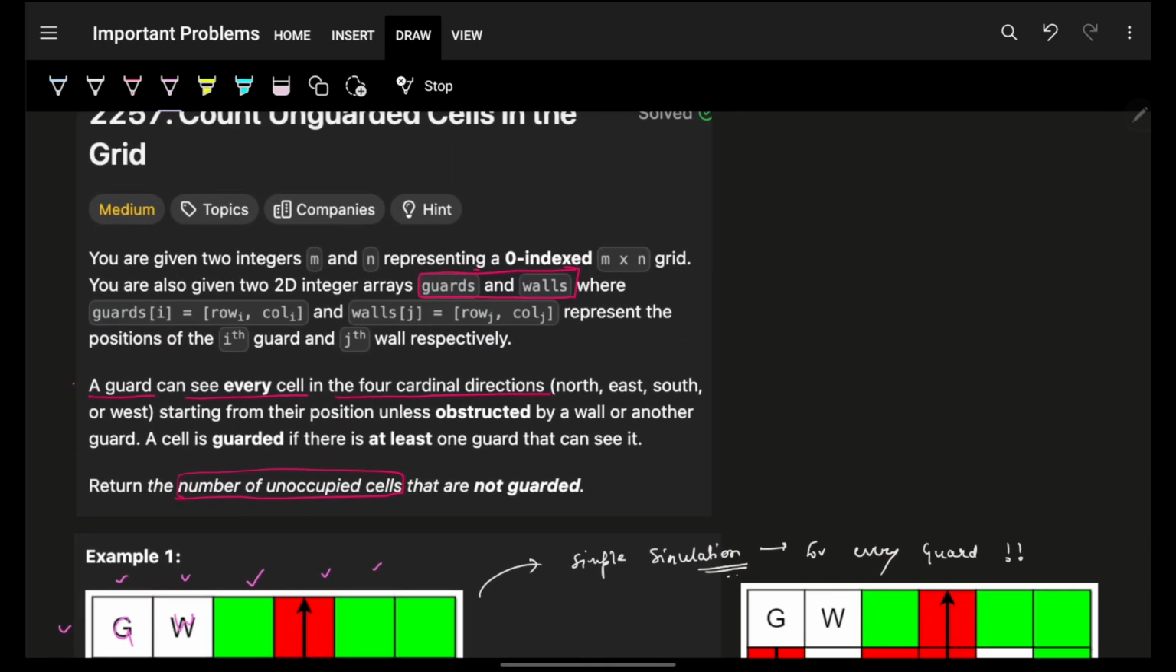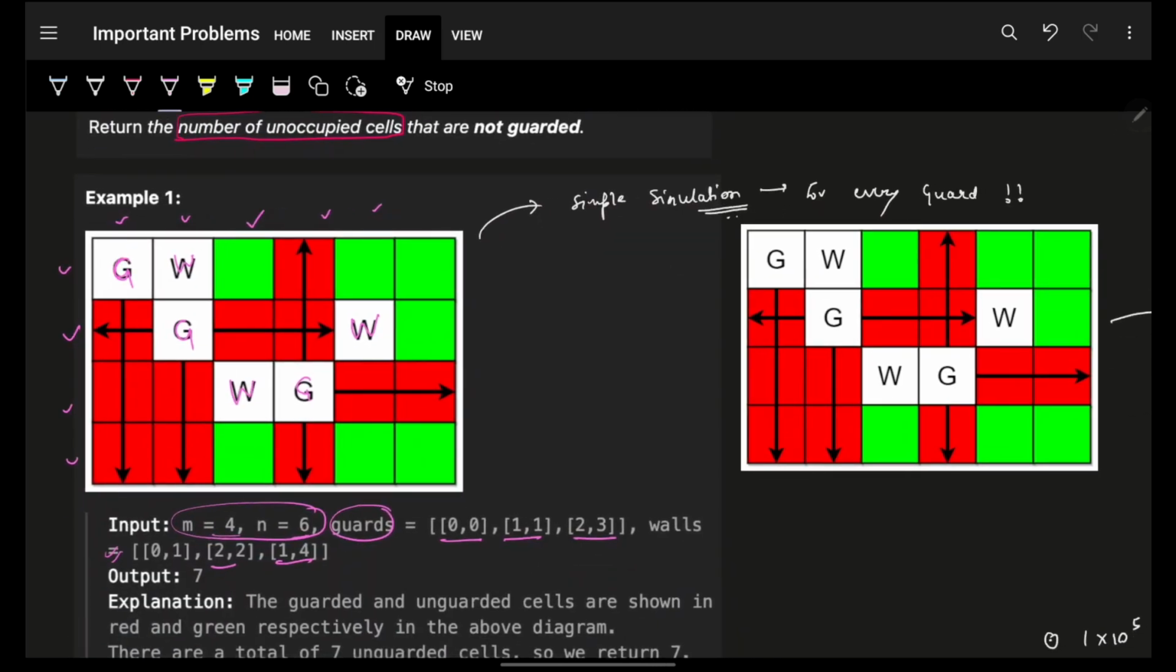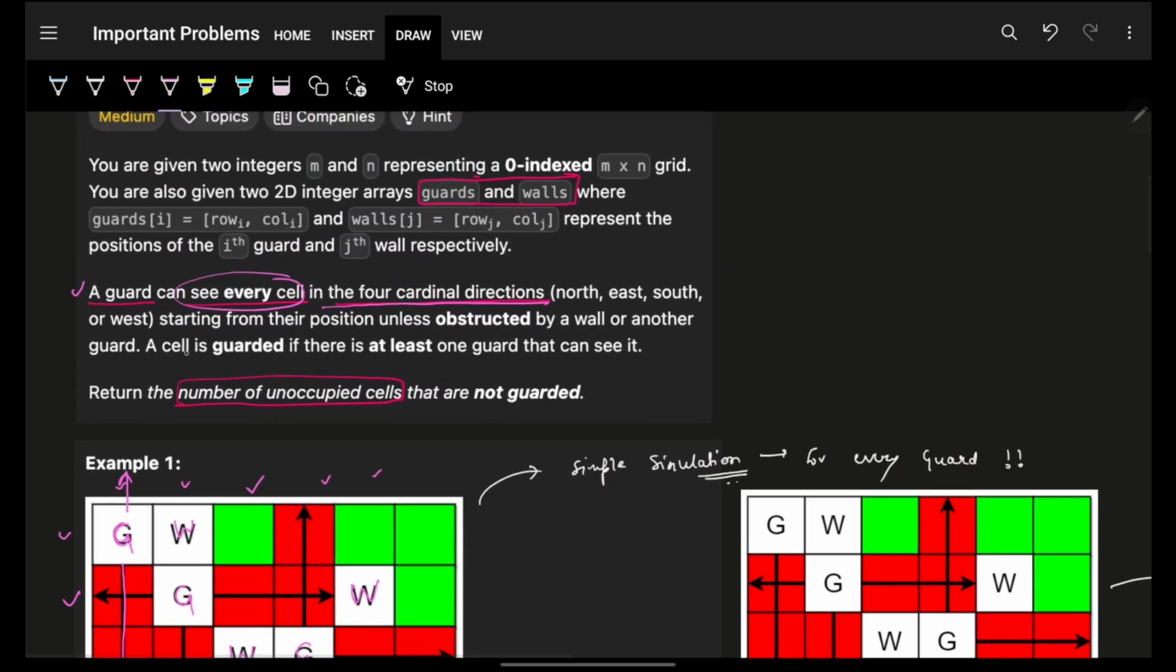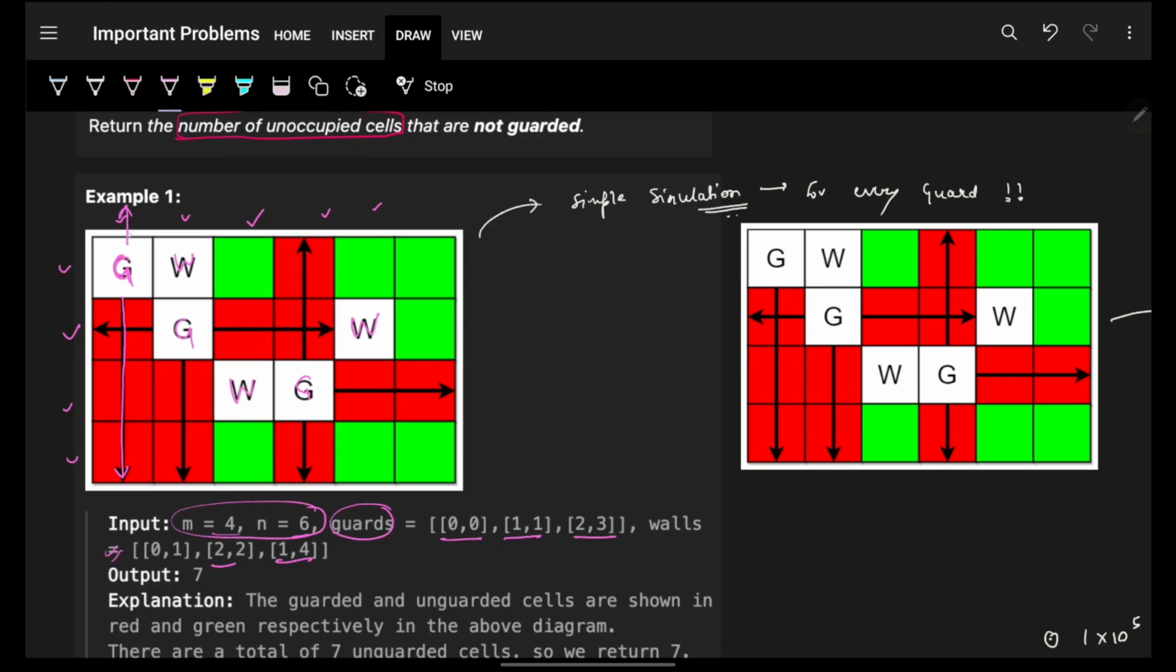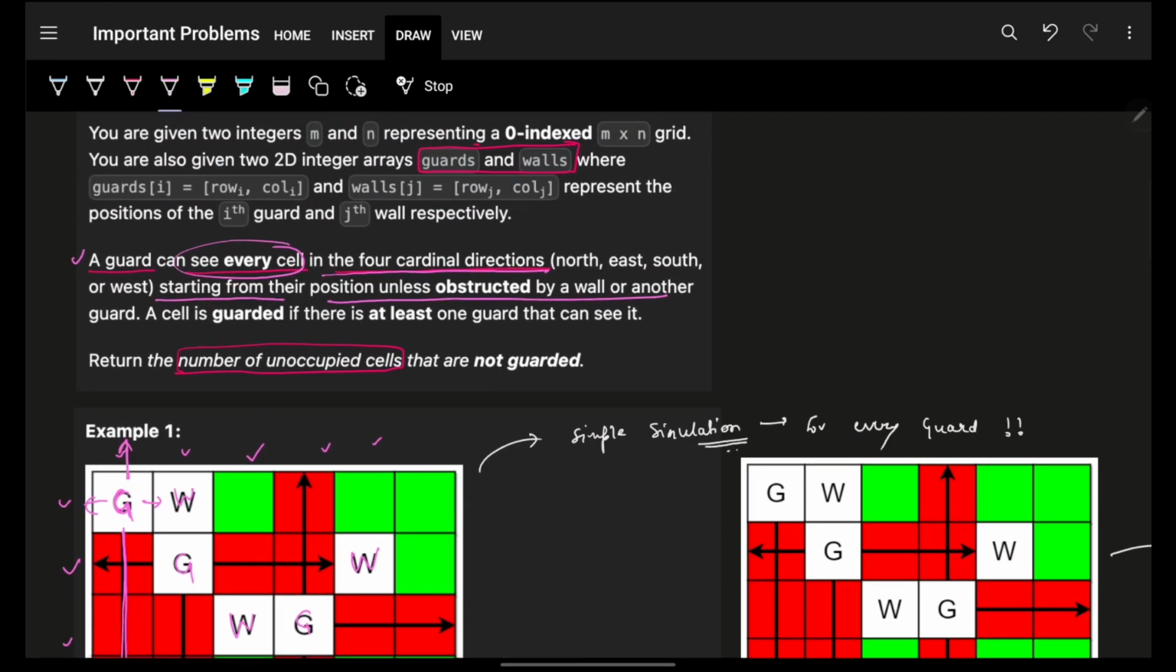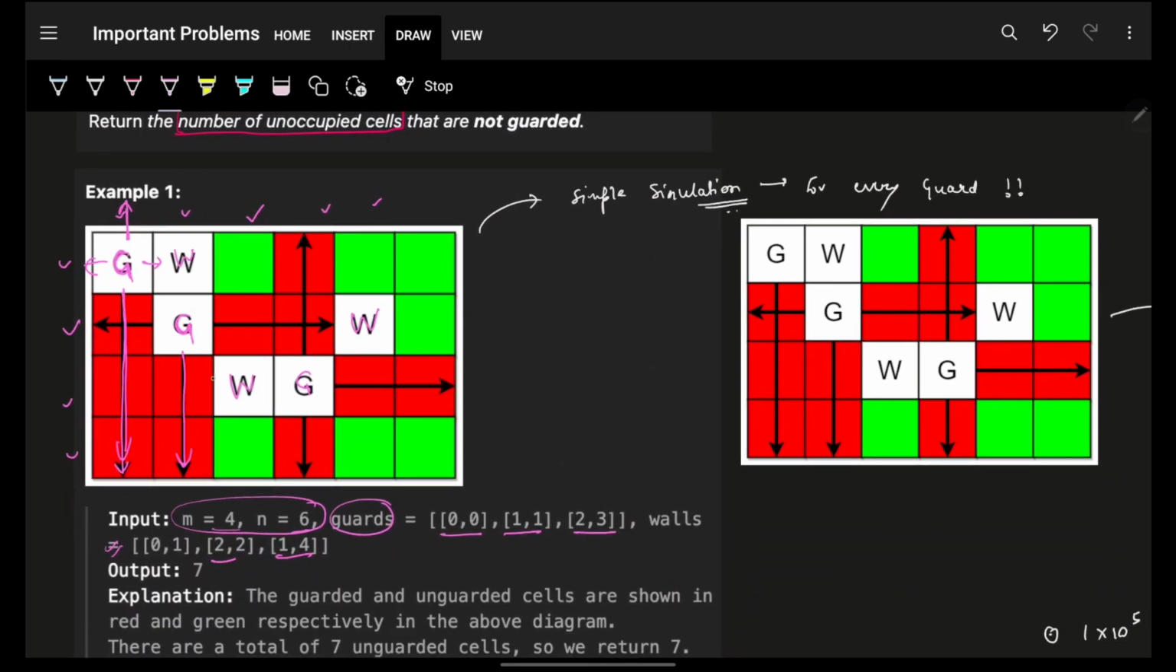Now a guard can see every cell in the four cardinal directions, starting from their position, unless obstructed by a wall. So this guard can see in all four directions until it reaches the end or is obstructed by a wall. The same way, this guard can see in all four directions until it reaches the end or is obstructed by a wall. This guard also can see in all four directions until it reaches the end or is obstructed by a wall.